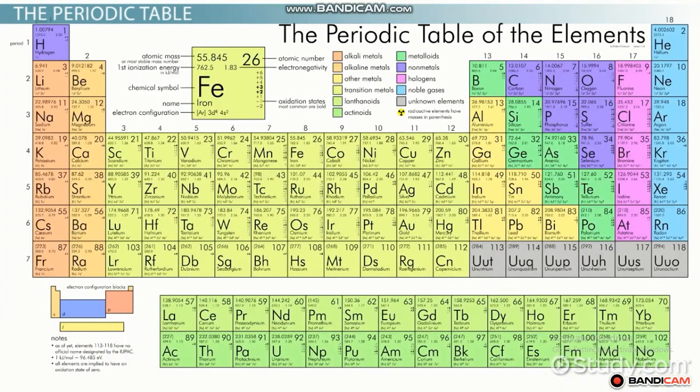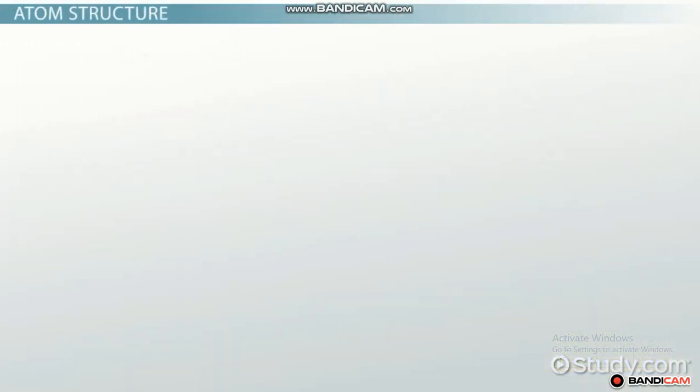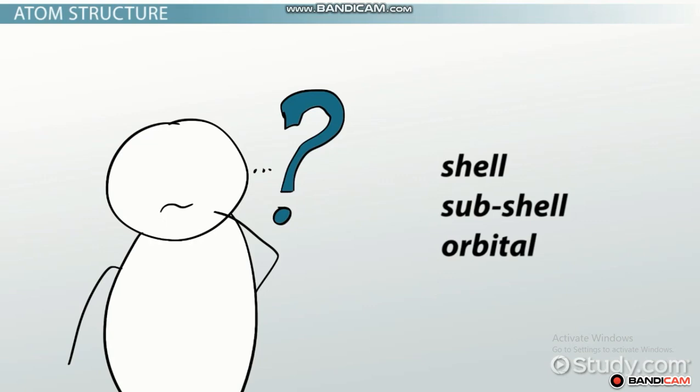Additionally, the periodic table is sectioned into blocks, S, P, D, and F. These blocks, or subshells, are part of the electron organization within the atom. Where do these terms, shell, subshell, and orbital, come from?